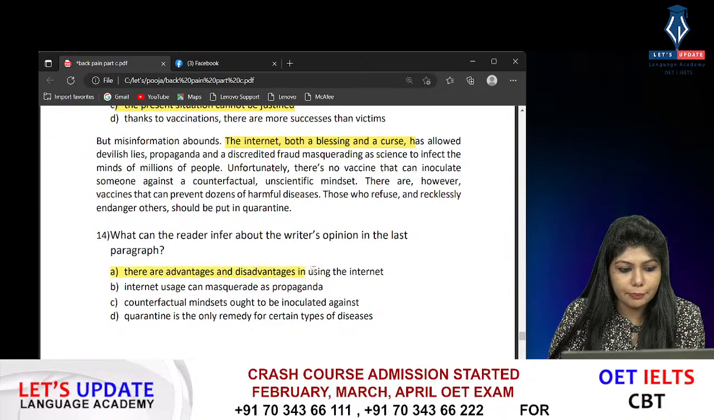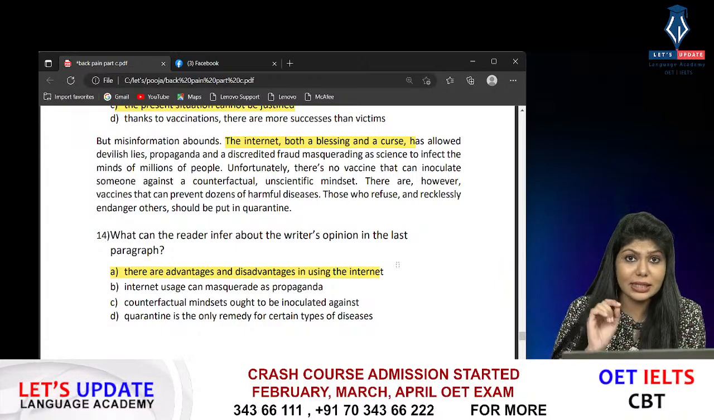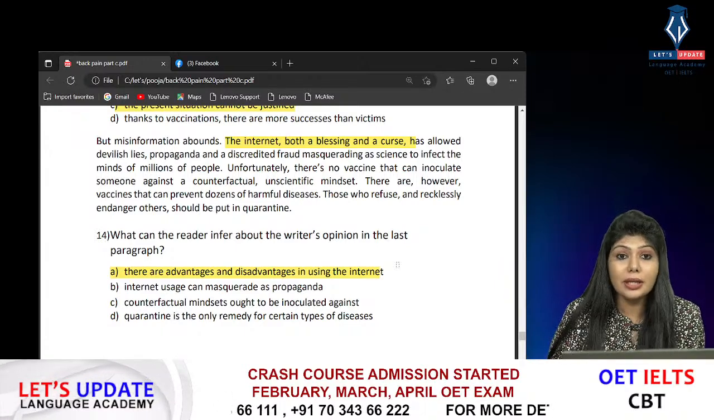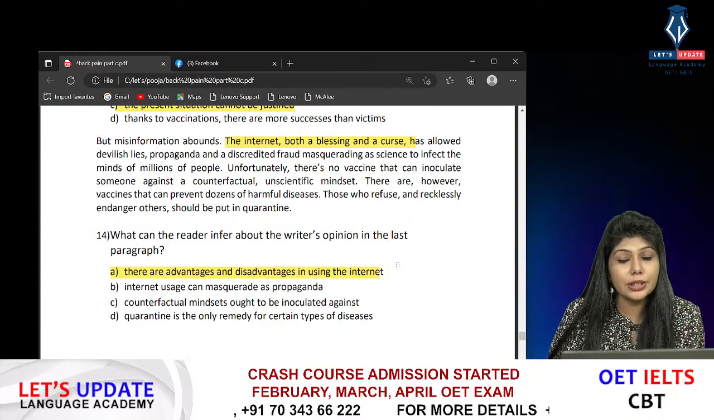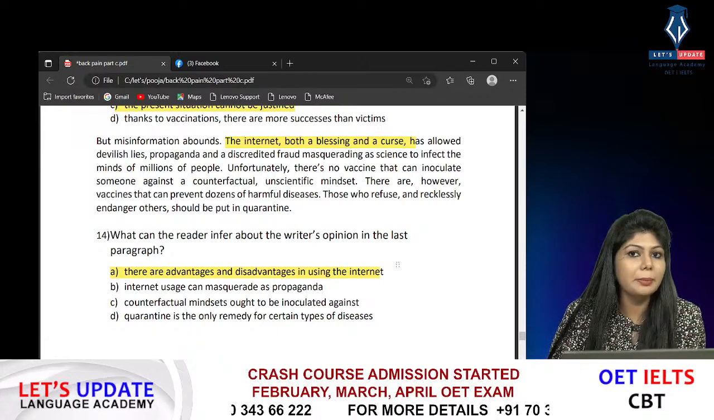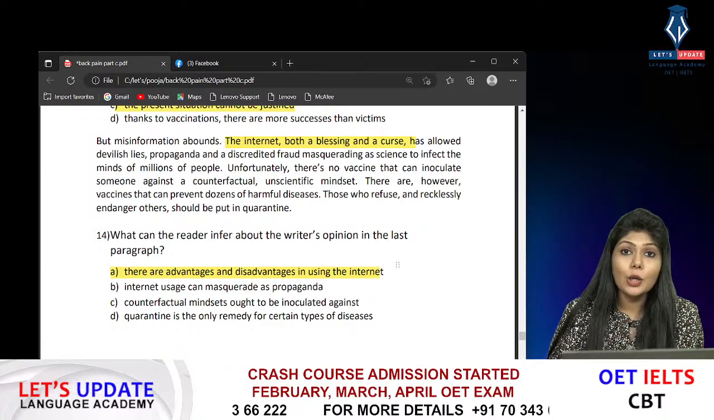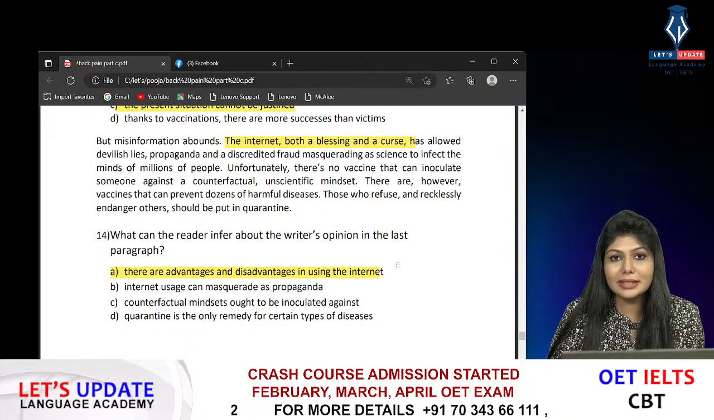So that is what is implied in the first sentence of the last paragraph, and that is why your answer should be A. There are advantages and disadvantages in using the internet, which is the correct sentence as mentioned in the paragraph. But B, C, and D are not mentioned or implied by the paragraph, because of which those can be eliminated, right? So, the correct answer is A. Congrats to everyone who answered it correctly.